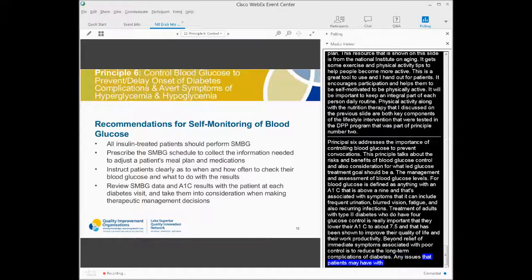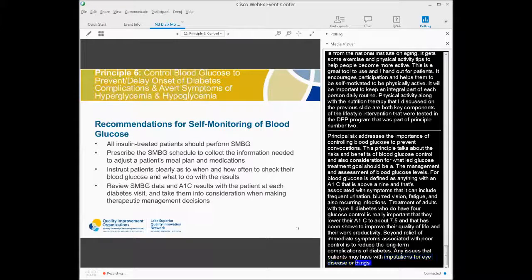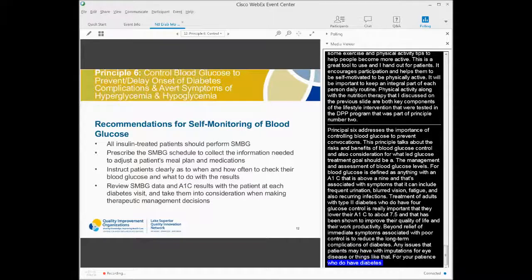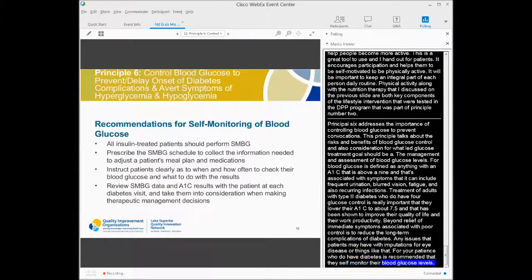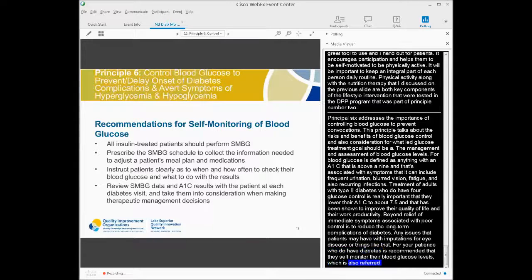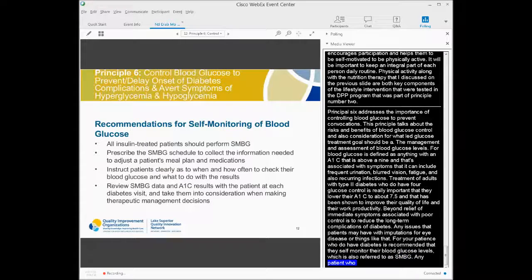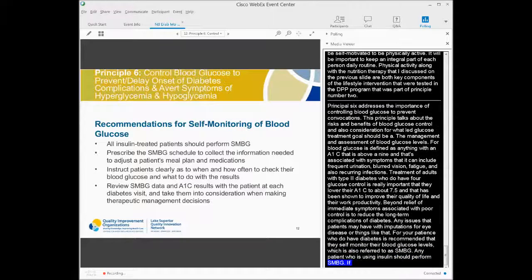So for your patients who do have diabetes, it's recommended that they self-monitor their blood glucose, which is also referred to as SMBG. Any patient who is using insulin should perform SMBG. If they are doing injections of insulin multiple times a day, or if they're on an insulin pump, the SMBG should be performed at least 3 times a day.